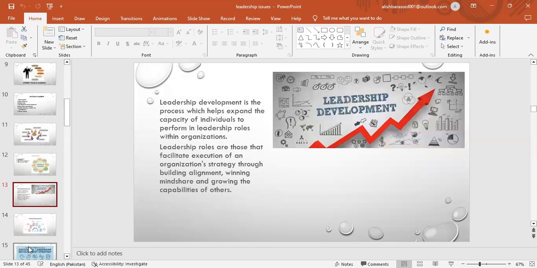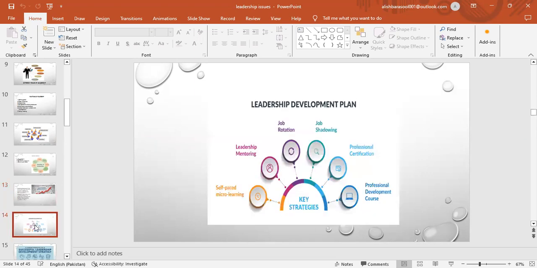Now, what is leadership development? Leadership development is the process which helps expand the capacity of individuals to perform in leadership roles within an organization. Leadership roles are those that facilitate execution of an organization's strategy through building alignment, winning mindshare, and growing the capabilities of others. Leadership development plan: self-paced micro-learning, leadership mentoring, job rotation, job shadowing, professional certification, professional development course.